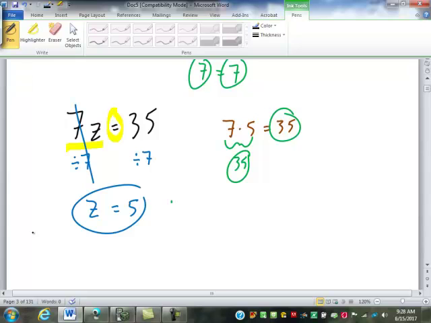Now, a lot of times when I divide in equations, rather than writing it out with the divide symbol, I just put the fraction bar for divide. So when you see that fraction bar, it means the exact same thing. It's just a quicker way of writing it out.